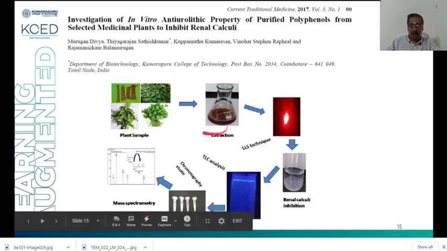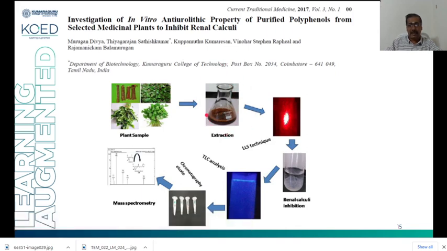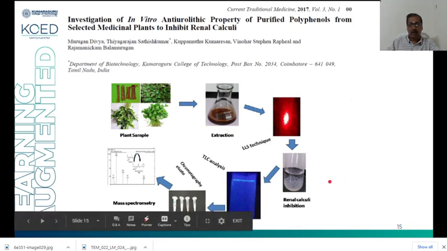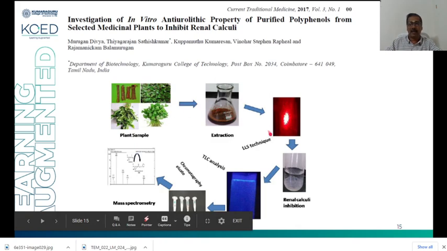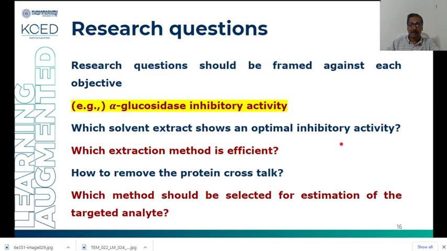So these are all linked with each other. Selection of plant source, selection of right extraction method, selection of right quantification method, selection of suitable in vitro method to study the renal calculi inhibition, selection of right chromatography method, selection of right mass spectrometry method to identify the type of polyphenol which is present. So everything is linked with each other. What we are telling is a graphical abstract, right?